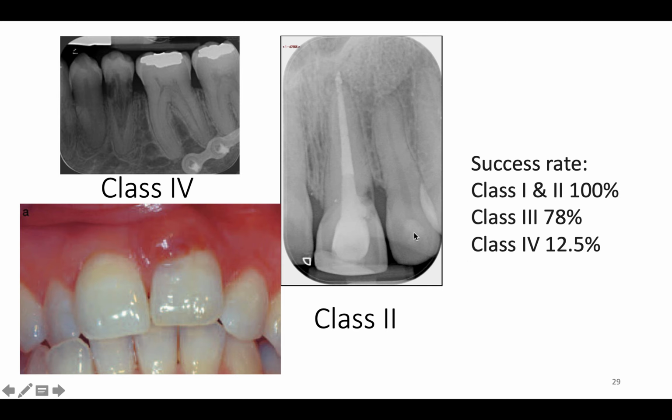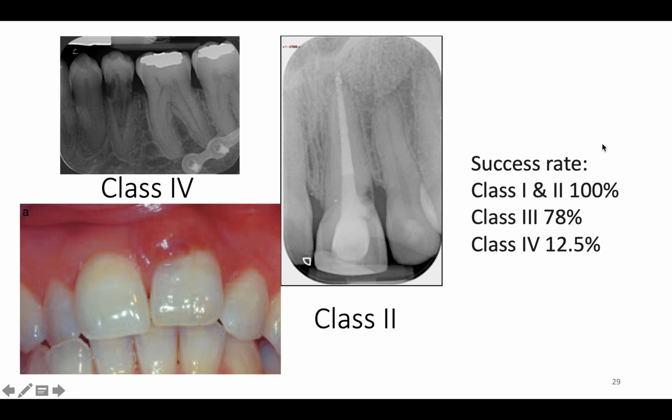This is a class 4. As you can see, the resorptive defect is extending beyond the coronal third of the root. And this is a class 2, which means that the cavity is extending a little bit into the radicular dentine.